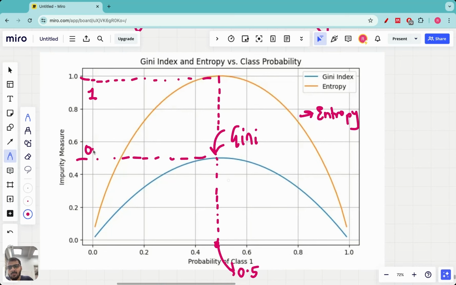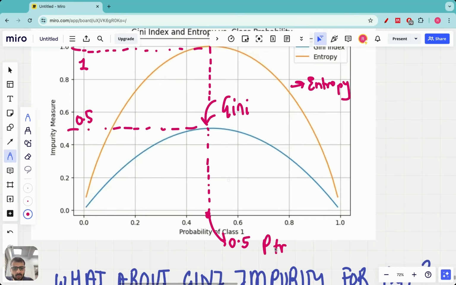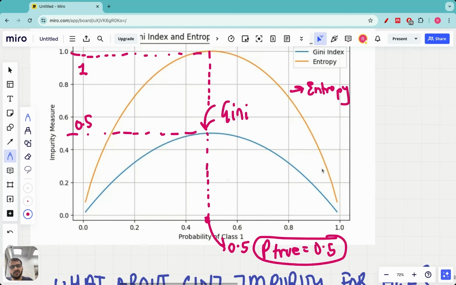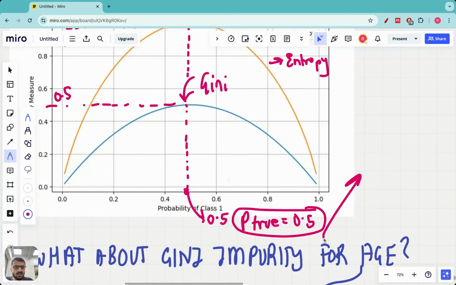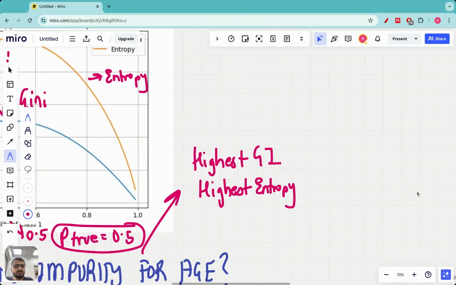Gini impurity's maximum value is 0.5. But the x-axis, that is the probability of true equal to 0.5, is the same for both of these metrics, and that leads to the highest Gini impurity, and this probability of true equal to 0.5 also leads to the highest entropy.